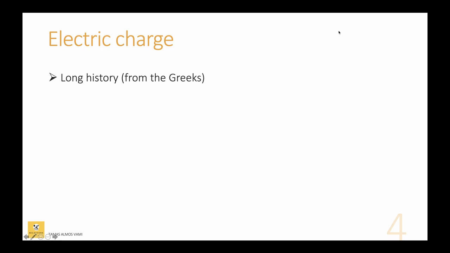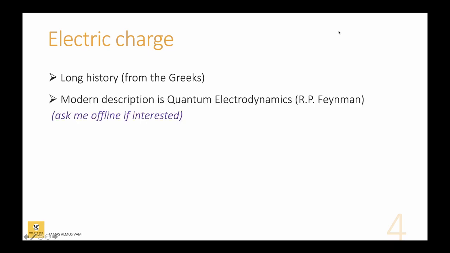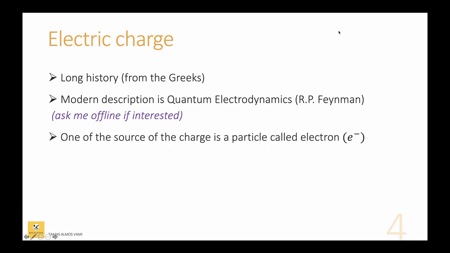This has a long history starting with the Greeks, a bit like the naming of what the electron means and so on. Then we jump to the end of this history, to the modern description, which is governed by QED, quantum electrodynamics, by Feynman. Of course, this is also not part of this module. You can ask me offline if you're interested. They also have a module for years in physics at Milestone, which describes quantum electrodynamics.